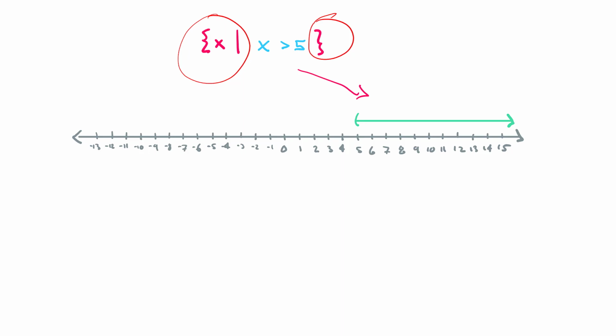So, 25.7 is in that set. 5.001 is in that set. 15 million, right, is in that set. Anything that's bigger than 5 is going to be in that set. It's a set now, so now you've got infinite things inside of this set.